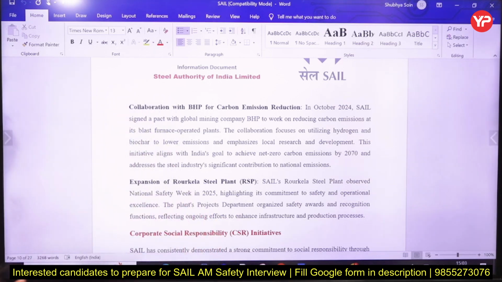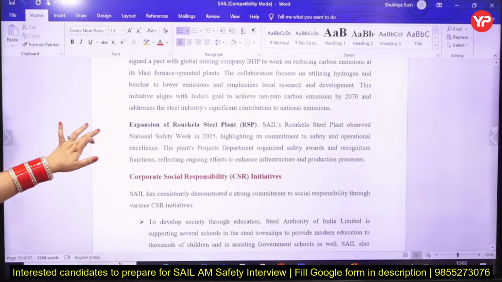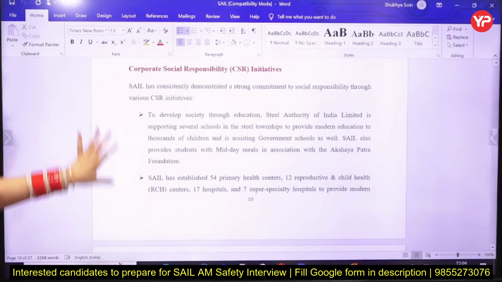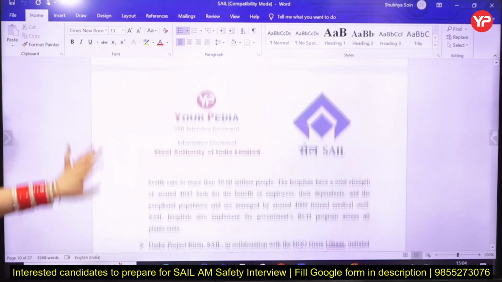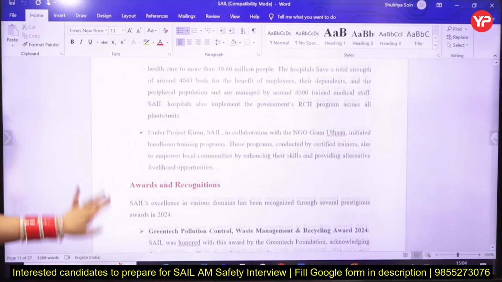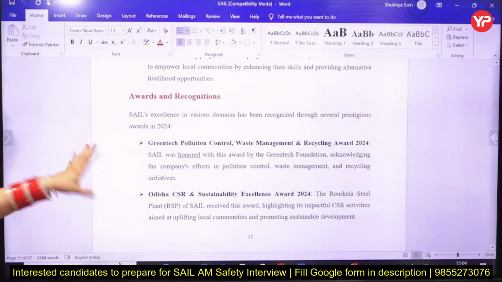So yes, there are certain projects: collaboration with BHP for carbon emission reduction, expansion of Rourkela steel plant. Then it is the CSR activities, which are carried in which domains. The CSR activities are carried by SAIL. The awards and recognitions which it got in 2024.